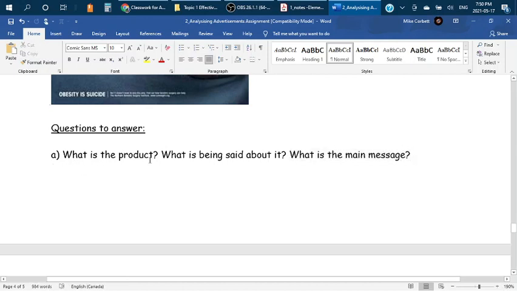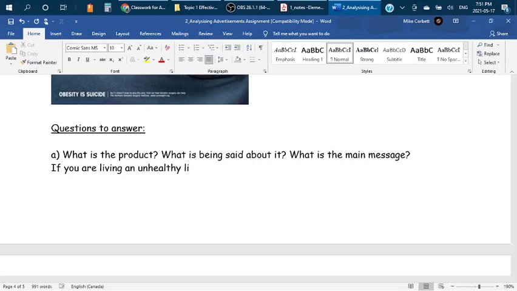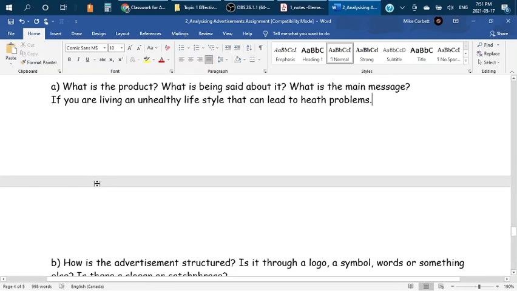And the main message here is that if you are living an unhealthy lifestyle, that can lead to health problems. Yes, indeed. That's essentially what it's coming down to. So this specifically is saying obesity, but it could really come down to any type of health problem you're having. If you're smoking a lot or have any other kind of major health issues, that could cause a problem.